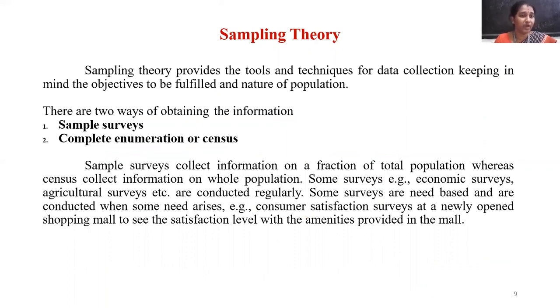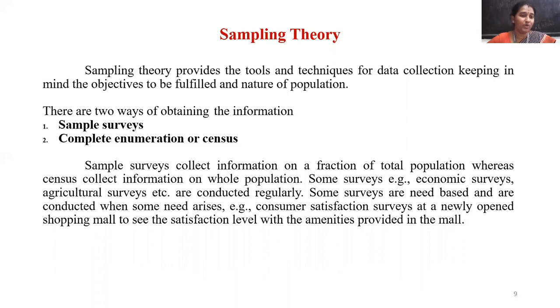Okay, then only we have to identify the data easily. Okay, so then based on the population, sample and sample unit, we have to study the sampling theory. Sampling theory is one of the statistical tools. It is very useful for research work. Then it provides the tools and techniques for data collecting, keeping in mind the objective to be fulfilled and the nature of the population.